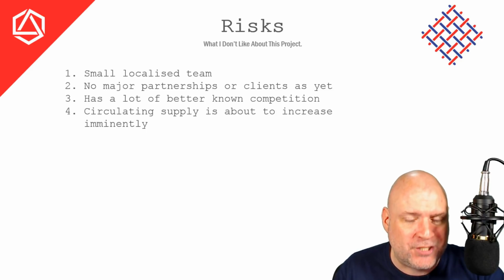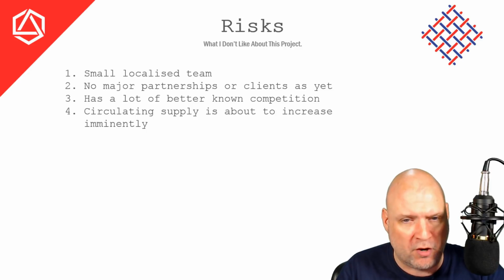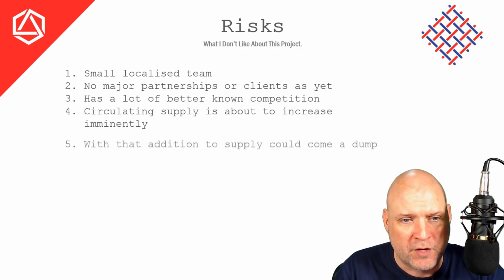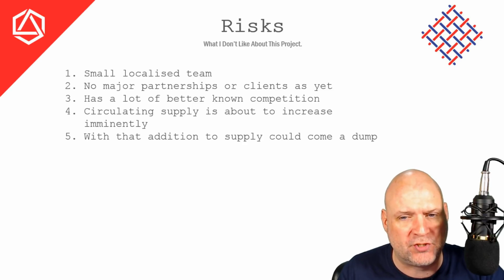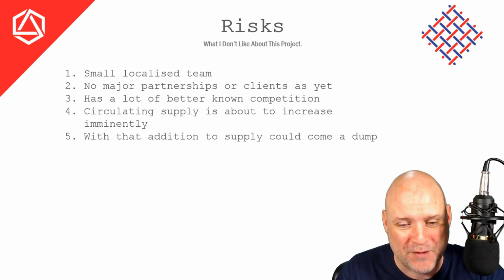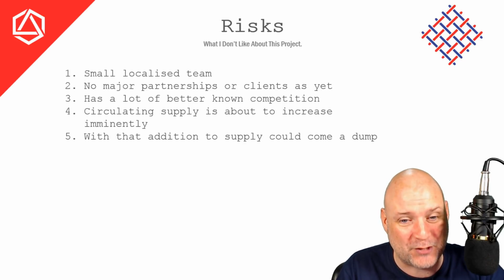Circulating supply is just about to increase as well, with the team tokens going onto the circulating supply. So again, it's something to be wary of within the next few months. And with that addition to supply could come a dump. If some of the team or advisors need some money, then they're going to have to dip into their token fund, aren't they?